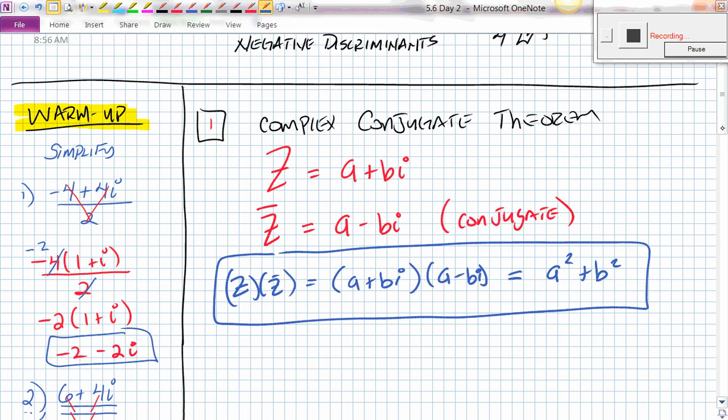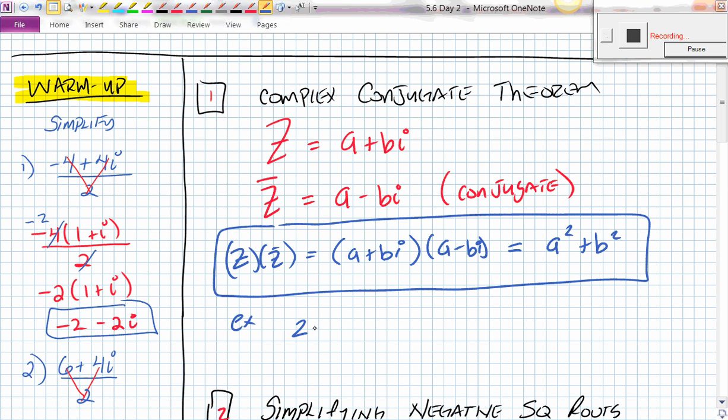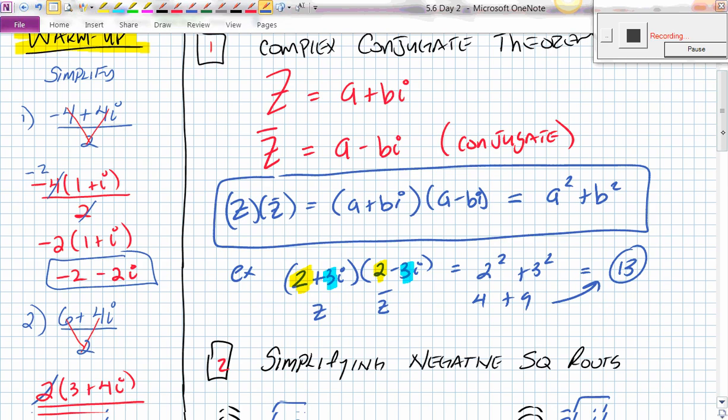Let me give you an example of that, right? So if I had an example of 2 plus 3i, and that's z. If I multiply that by the conjugate, 2 minus 3i, that's z bar, it's just going to be the same thing as a squared plus b squared, where 2 represents the a and 3 represents the b. So for my answer, all I get is 2 squared plus 3 squared, which is just 4 plus 9, so the answer is 13. So 2 plus 3i times 2 minus 3i is the same thing as 13, because this is 4 plus 9. That's how I got that. Okay, so that's the first thing we did, the complex conjugate theorem.